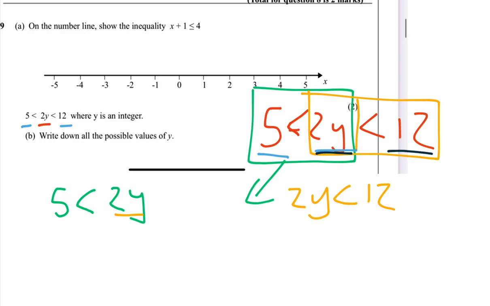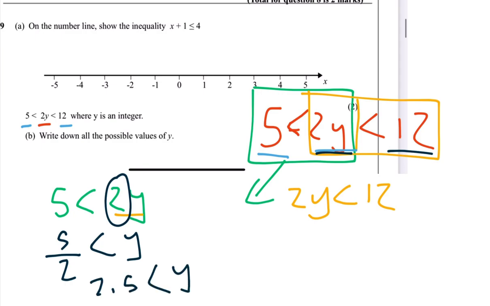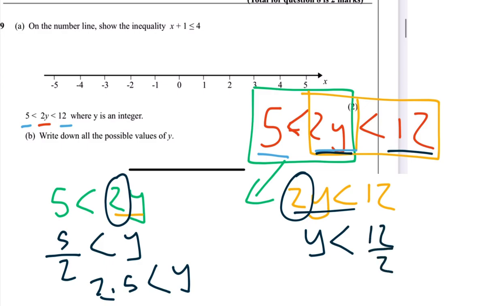Now you solve it for y. So according to this, 2 goes under. So 5 over 2 is less than y. And 5 divided by 2 is 2.5 is less than y. You do the same for the one on the right. You take the 2 and drop it under. So y, there we go, 12 divided by 2. Therefore, y is less than 6.